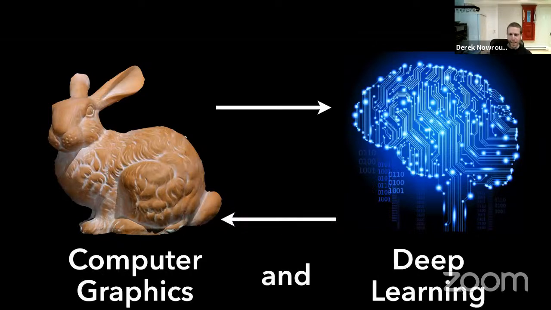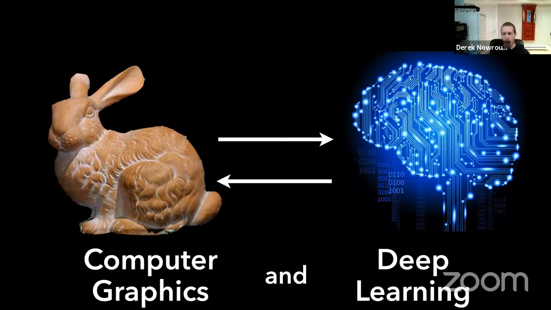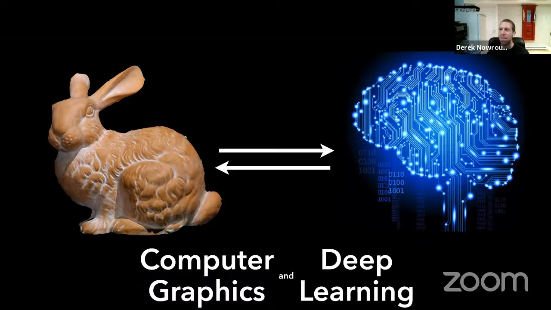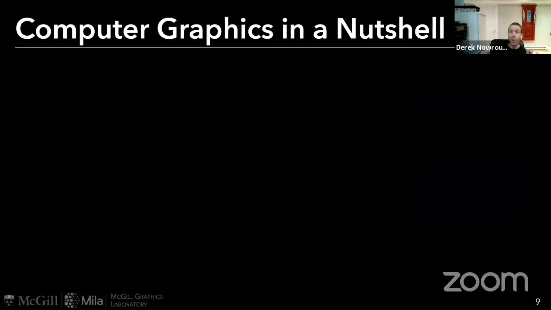But this talk is really more about bridging this gap. And so when I talk about computer graphics and deep learning, I want you to think about the size and distance between these arrows getting smaller and smaller, and maybe even the "and" becoming smaller and smaller. It'll become a little more clear later on in the talk exactly what I'm talking about here. Before I do that, I'm going to give a high-level overview of computer graphics in a nutshell.